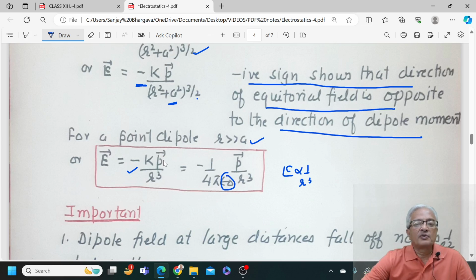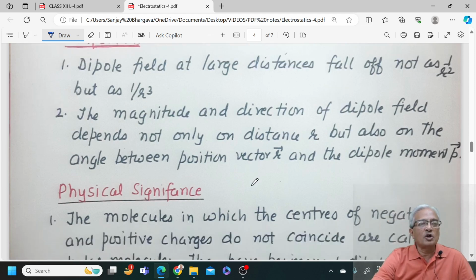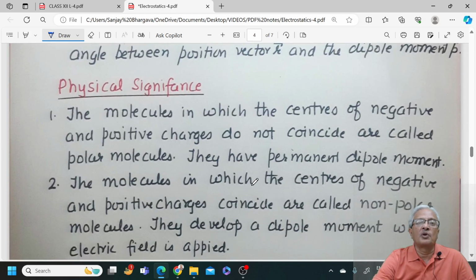So we would like to conclude here. The dipole field at larger distances falls off not as 1 upon R square but 1 upon R cube. Whether it is axial field or the equatorial field, in both the cases the electric field decreases as 1 upon R cube. The magnitude and direction of the dipole field depends not only on the distance R but also on the angle between the position vector R and the dipole moment. Because at the axial point, the axial field was in the direction of dipole moment, while the equatorial field is opposite to the direction of dipole moment.